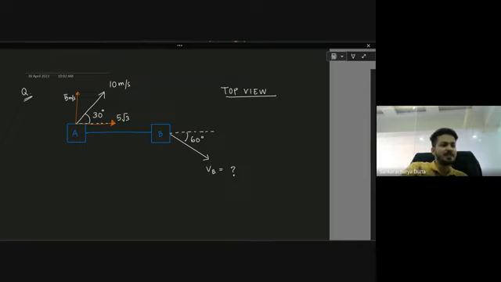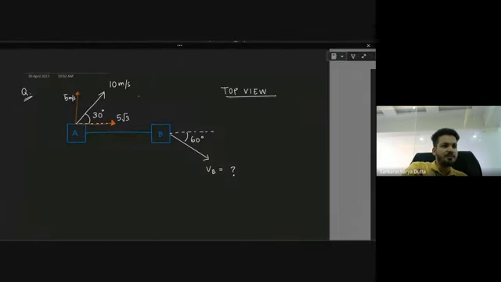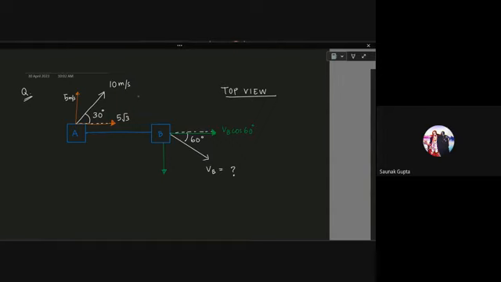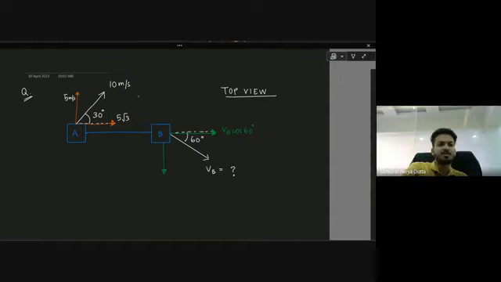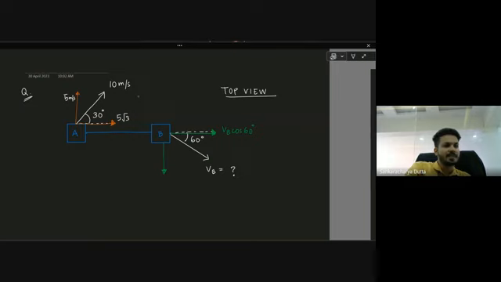Similarly, this block right here is going to have two components. One along the string, which will be like this, which is VB cos 60. How much is VB cos 60? No, that's VB by 2. Where did 5 come from? Nobody told you VB is 10. This is VB sine 60, so VB root 3 by 2.